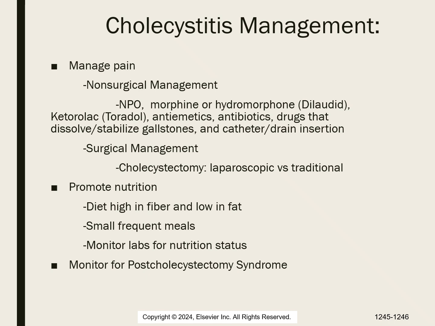For nutrition, we are going to encourage a diet high in fiber and low in fat. We want the patient to have small, frequent meals. We are going to monitor weight for weight loss. We are going to monitor BUN, prealbumin, total protein, and transferrin levels to assess nutrition and hydration status.